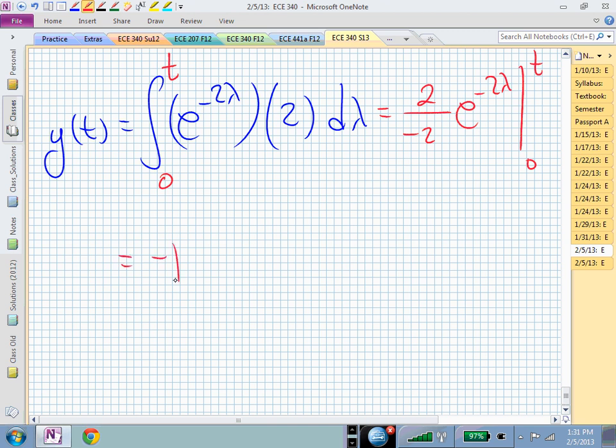Or we now have minus 1, and then we have e to the minus 2t minus e to the 0. Or if I distribute that minus 1 through, I now have 1, since that's what this piece was. That's just 1. So I have minus 1 times minus 1. That gives me the 1 minus e to the minus 2t.